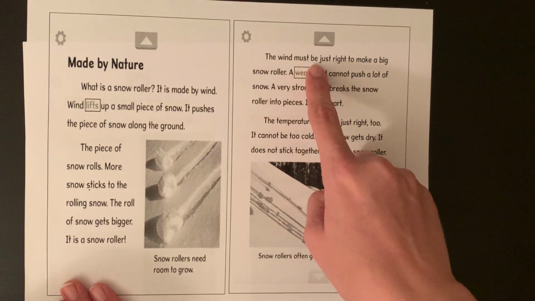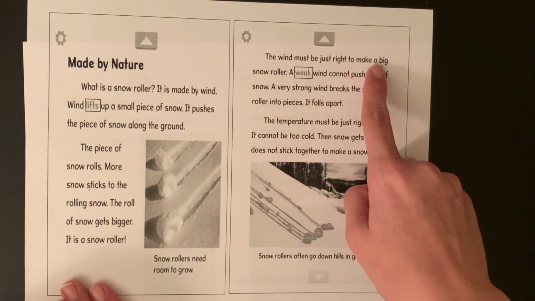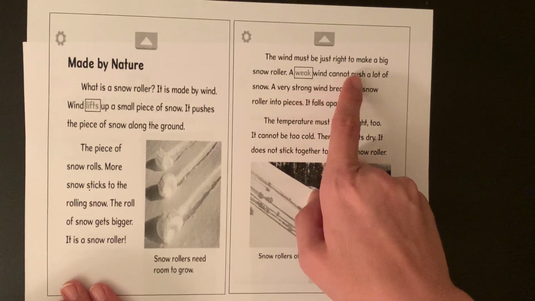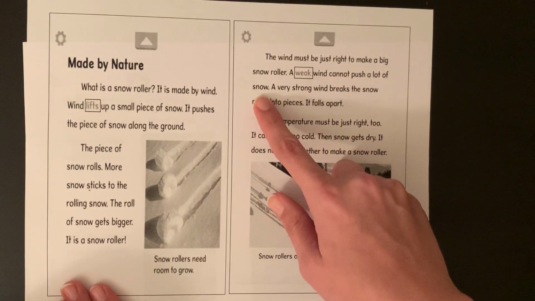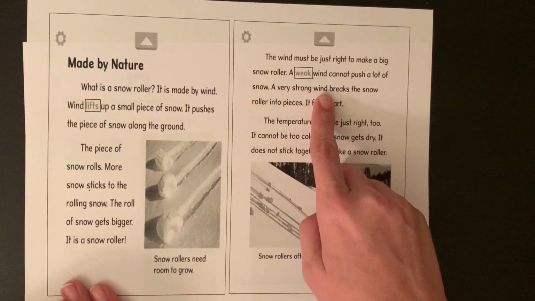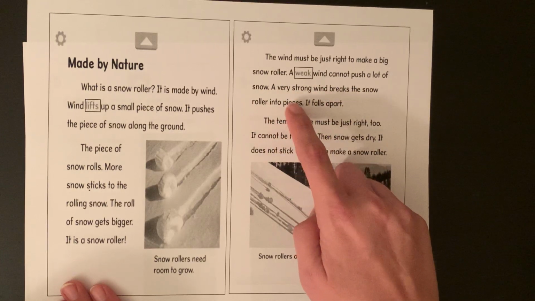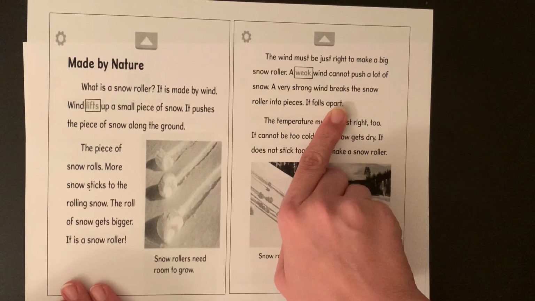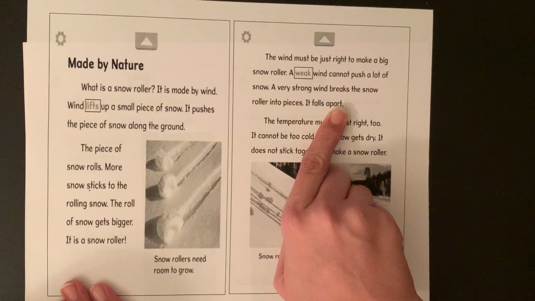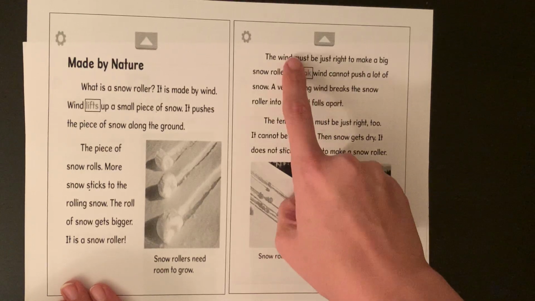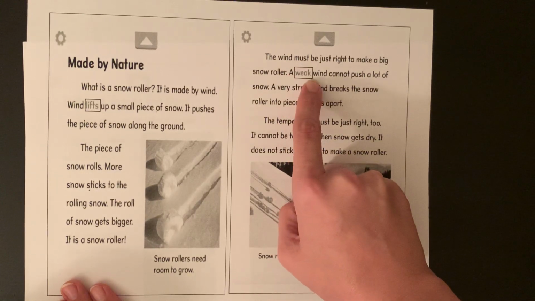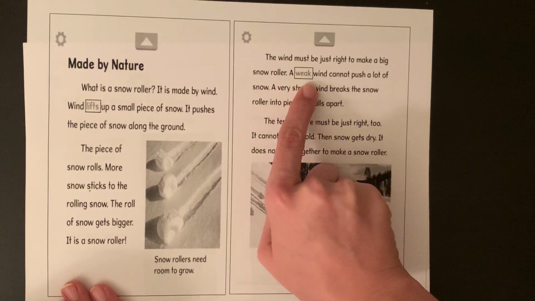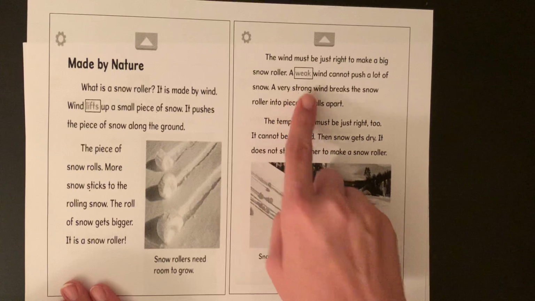The wind must be just right to make a big snow roller. A weak wind cannot push a lot of snow. A very strong wind breaks the snow roller into pieces. It falls apart. So it has to be just right, not too weak, not too strong. And if we notice, our word weak is again in a box. So that might be another word you can use for our unknown words for our papers this week.